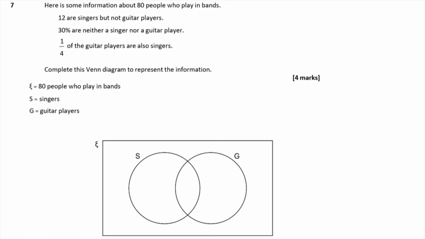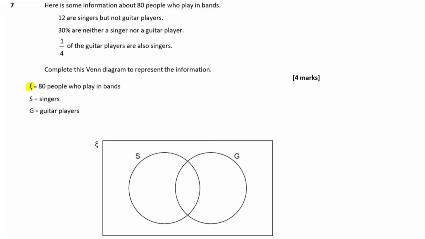Question 7. Here is some information about 80 people who play in bands. 12 are singers but not guitar players. 30% are neither a singer nor a guitar player. 1/4 of the guitar players are also singers. Complete this Venn diagram to represent the information. This little squiggly symbol here is the symbol for the universal set, and we're told that it contains 80 people. S is singers and G is guitar players.